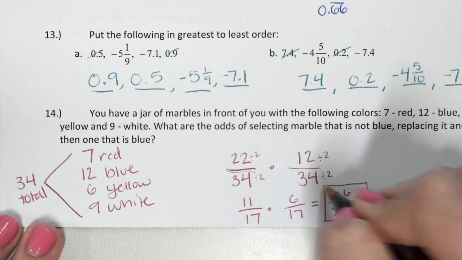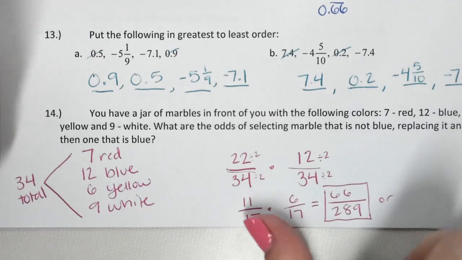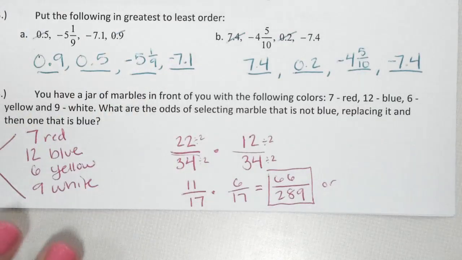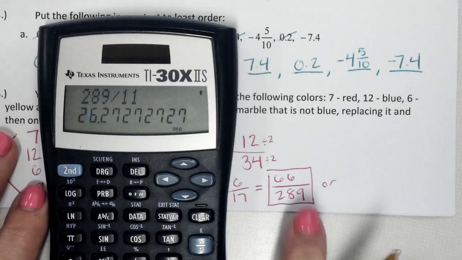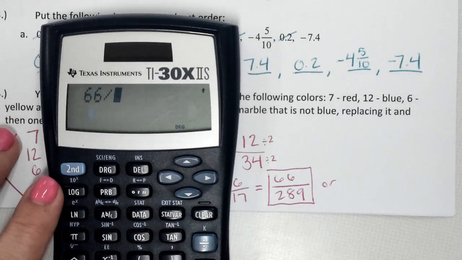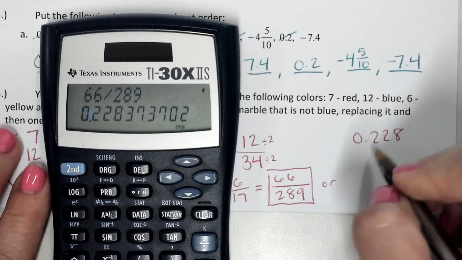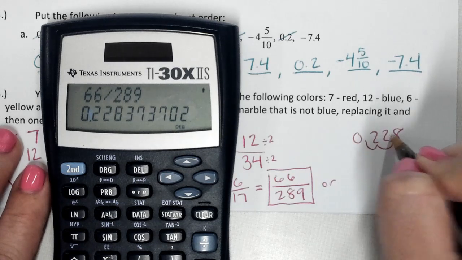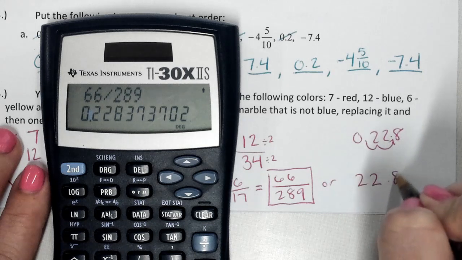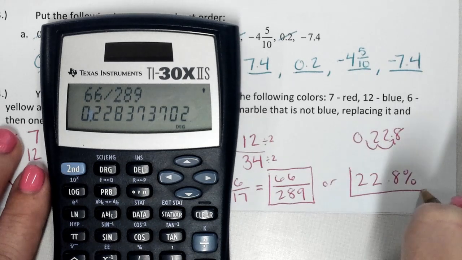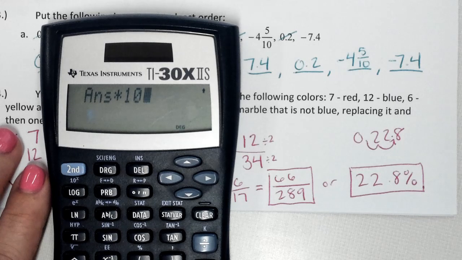However, what if my answer was a percent? What if this was multiple choice and my answers were all percents? Take your fraction, top number divided by bottom number, and I get 0.228 and move it twice to the right. So I get 22.8%. Or remember, times 100 also works.